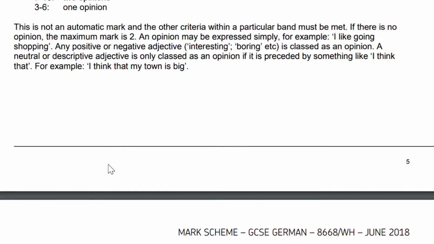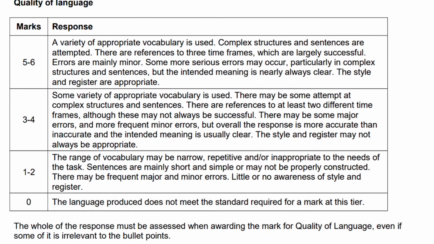Let's look at quality of language, which is where you get those other 6 marks. The first thing you can see, it says variety of vocabulary used. And now look at a level down. 3 to 4 marks is some variety. Do not repeat yourself. That is what variety is.